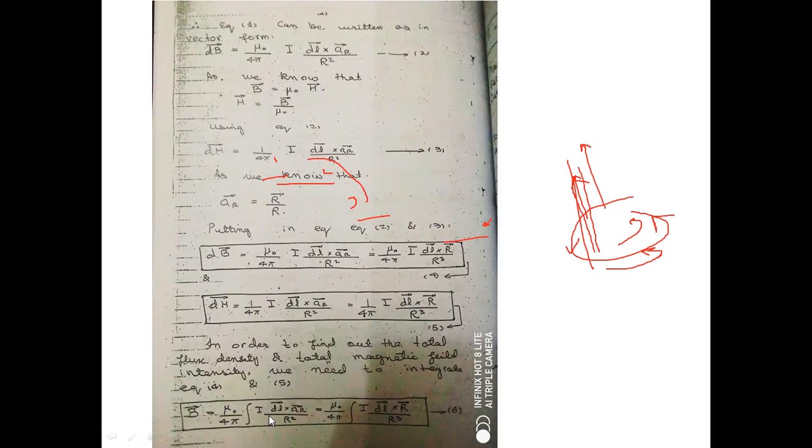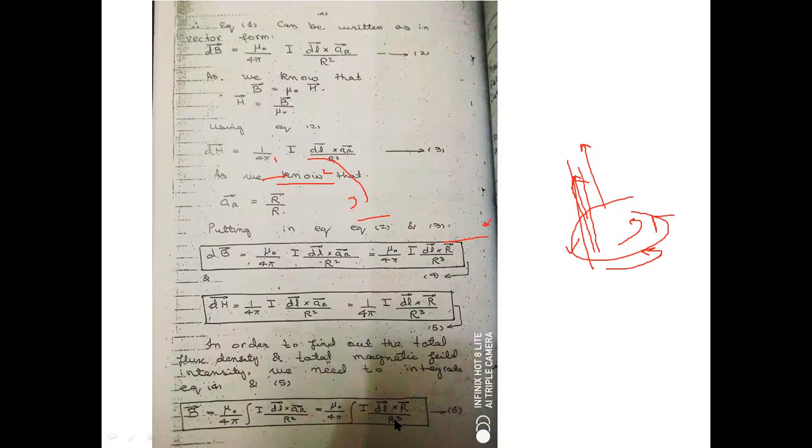So mu naught over 4 pi integration I dl cross ar over r square. And if you replace this ar by this expression, we will get I dl cross R over R cube.